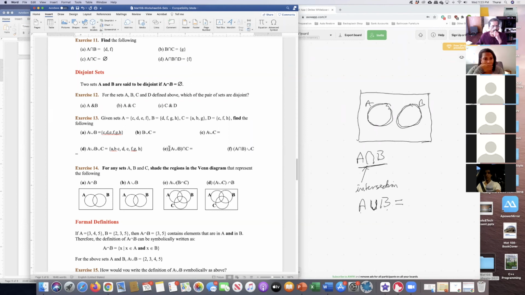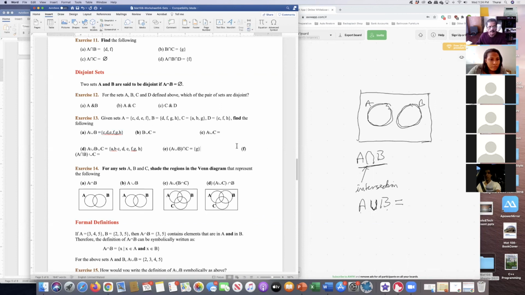Part E says A union B intersection C. See, there's a parentheses that tells you which operation has to be done first. A union B has to be done first. We did that here. So this is our A union B. Then find the intersection of that with C. So what is common to this set and C? That's what we need. Only the G. So you write G as your answer.